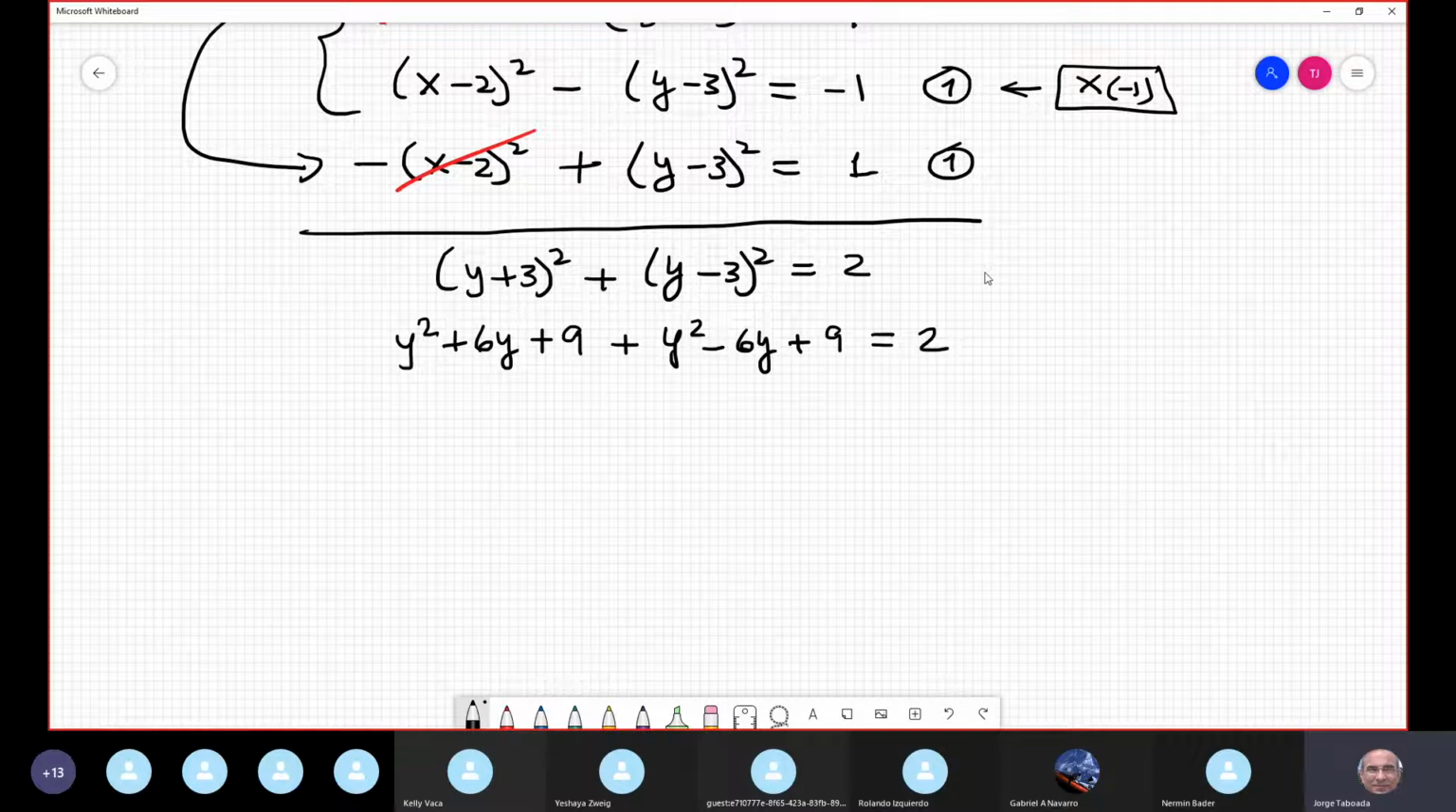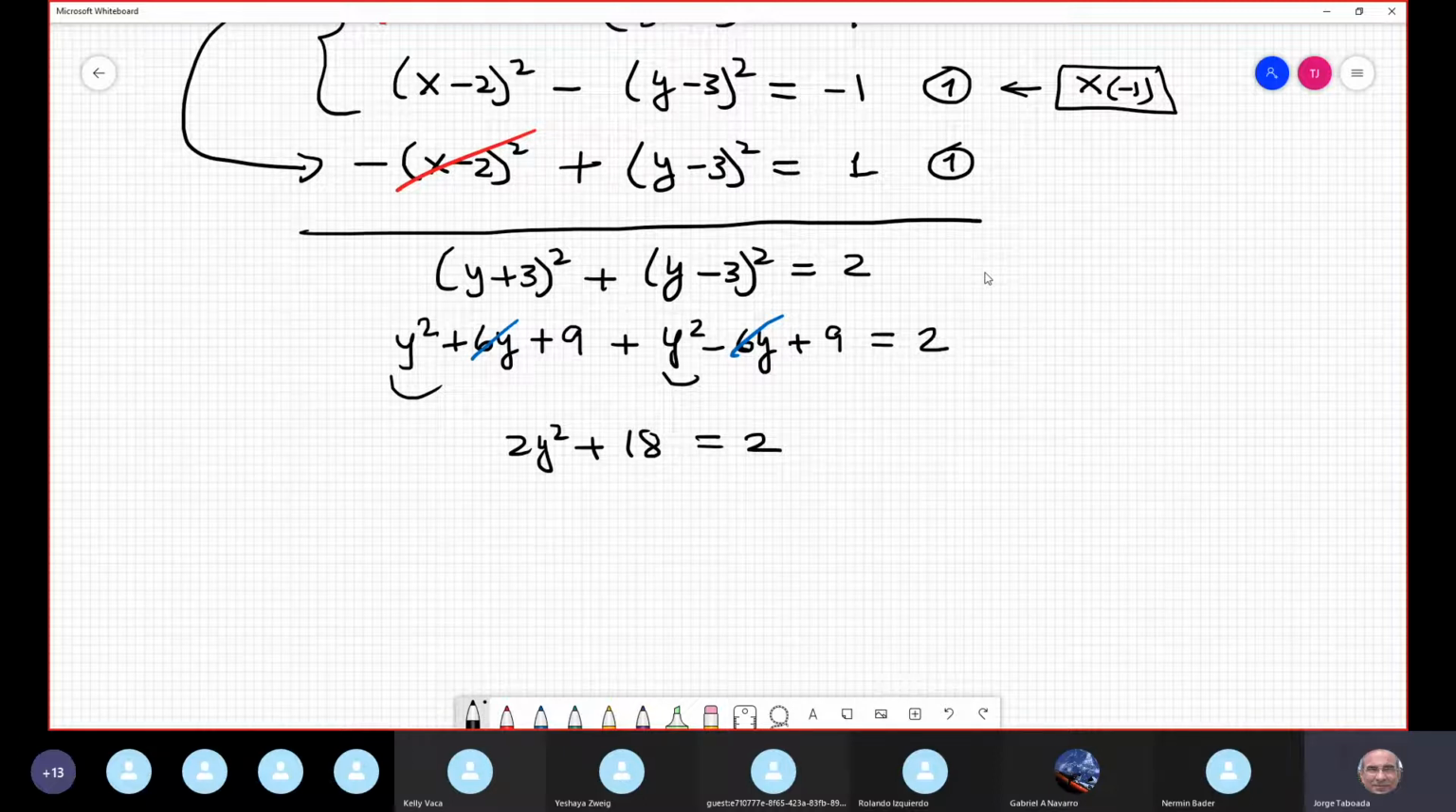Everyone follow me so far? Oh no? This cancels. This is 2y squared. Combine like terms: this and this together is 2y squared plus 18, because 9 plus 9 is 18, equal to... Okay, now solve for y.